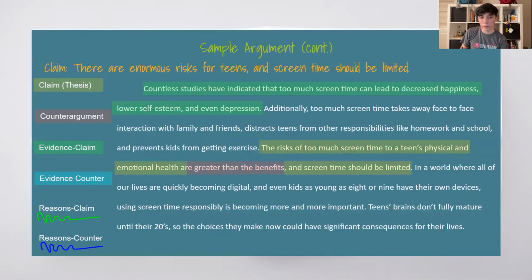Here in the yellow, the main claim of the author, whoever wrote the text that we're reading right now, restated their claim here. The risks of too much screen time to teens' physical and emotional health are greater than the benefits, and screen time should be limited. So in the same sentence, they kind of reference the counter argument that there are some benefits, but in all, they still believe that their claim is true, that there's more negative effects than there are benefits.